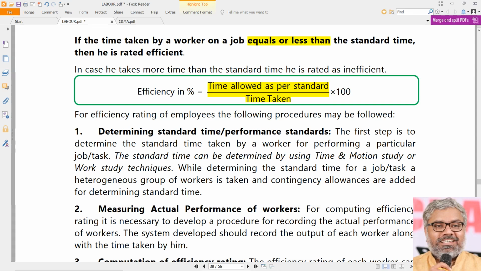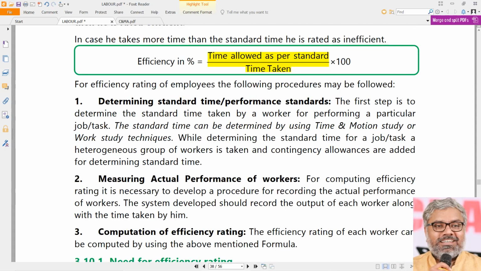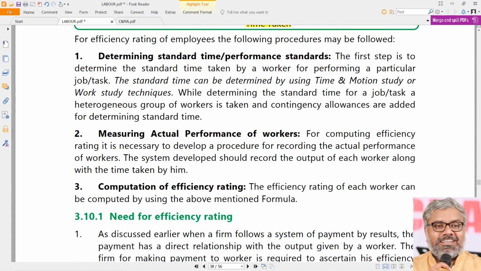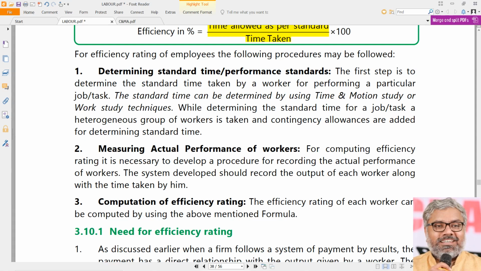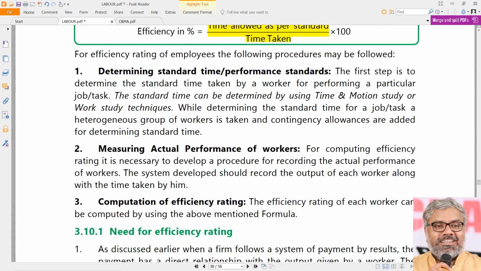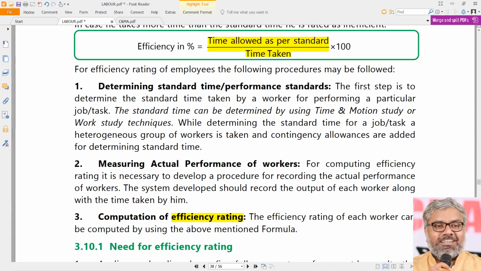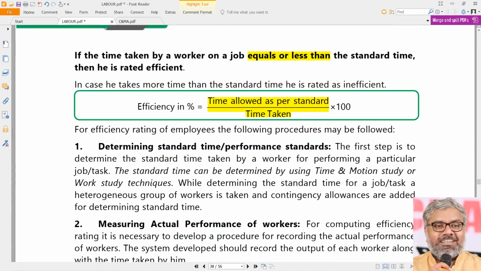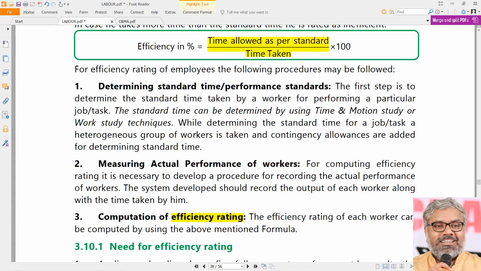So time allowed divided by time taken, we can call that efficiency. And why is this efficiency useful? Of course, it will be useful for identifying the actual performance of the employees, creating an efficiency rating, and giving them a bonus on the basis of that. Like this, it can be done. But prior to this, what are the steps involved in doing this efficiency evaluation?